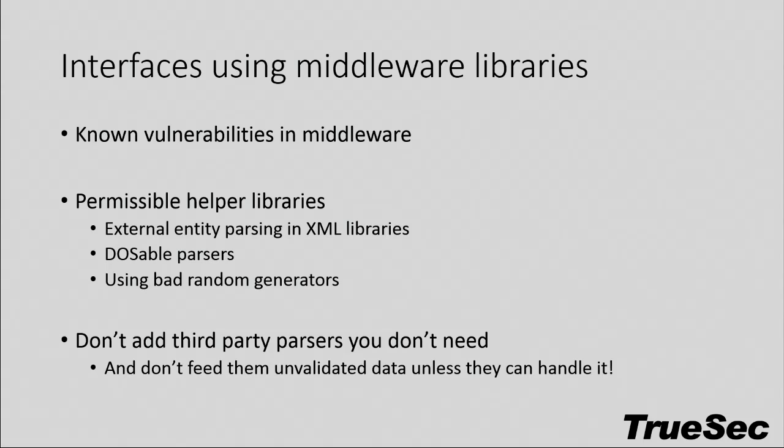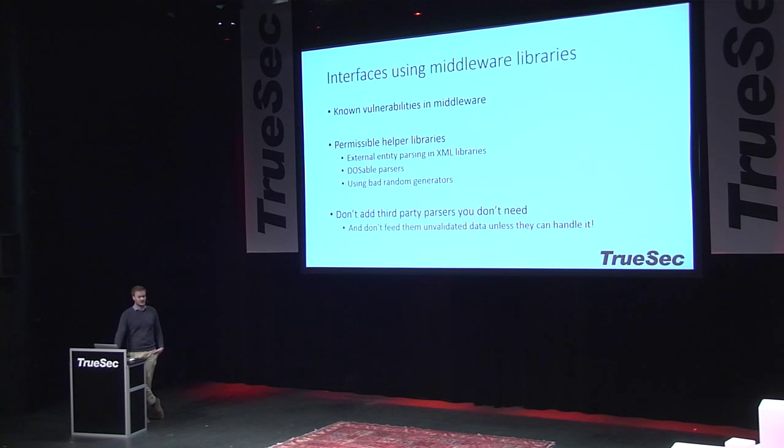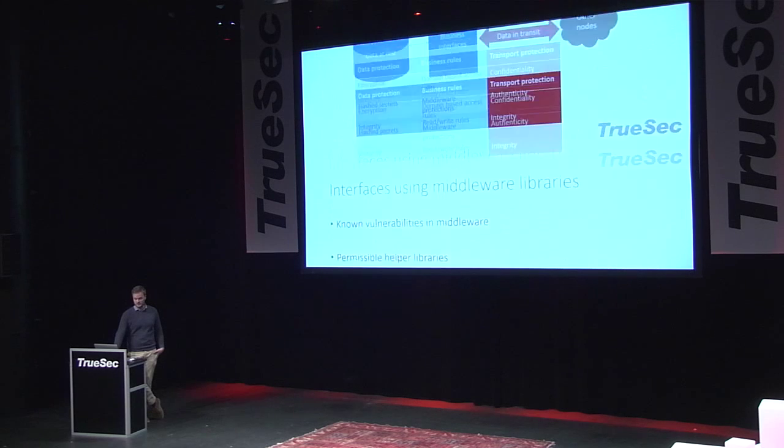And of course, you need to look into your middleware libraries, because often middleware is the first line of defense when it comes to interfaces, because they're often parsed, or you have some sort of SOAP library, or you have an XML parser. It's not too uncommon that they're vulnerable to, for example, external entity parsing, where I can just read out any file on your file system by specifying an external entity in an XML document. So don't add third-party parsers unless you need them. And you really need to trust them if you're going to feed unvalidated data into them.